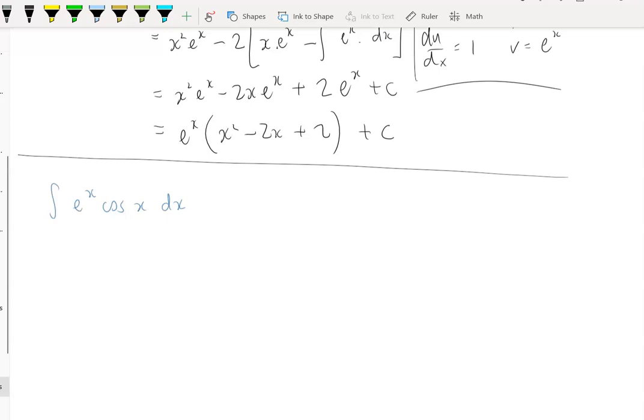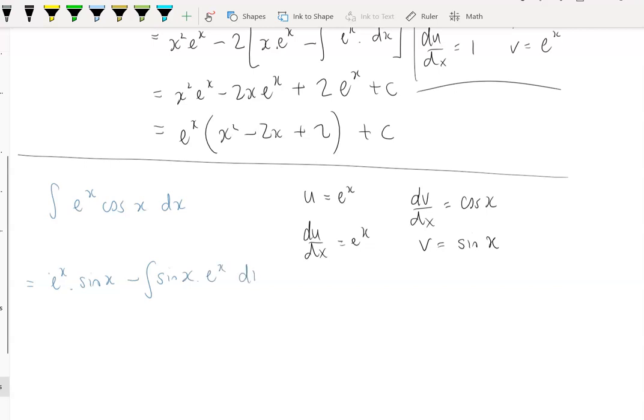Okay, so what we're going to do is let u be e to the x and dv/dx equal cos x. Therefore, du/dx will be e to the x and v will be sin x. The integral of cos is sine. So, keep going in the blue. So the integral of e to the x cos x is going to be u times v, e to the x sin x, minus the integral of v, sin x, times e to the x dx.